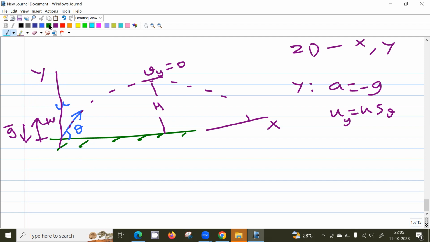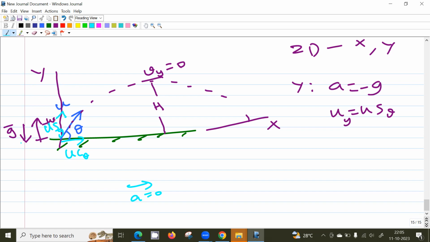At the initial point, it has a horizontal component, which is u cos theta, and the vertical component, which is u sin theta. In the horizontal direction, there is no acceleration. Acceleration is 0, because the force is only due to gravity in the vertical direction.